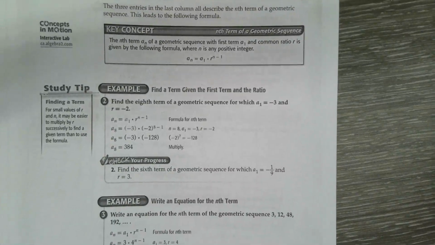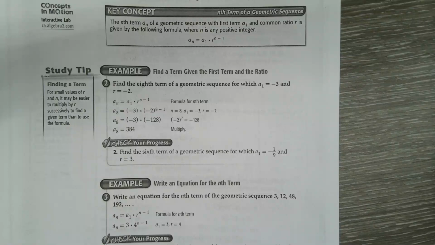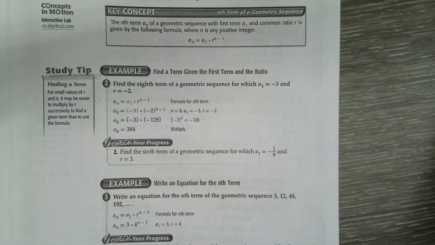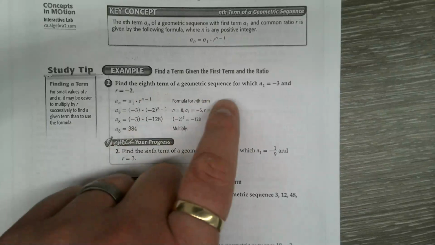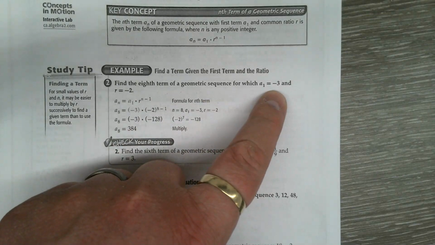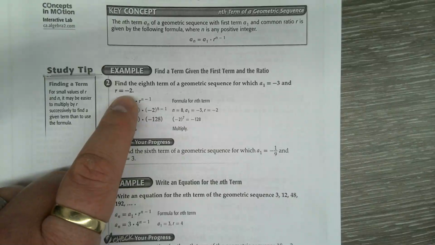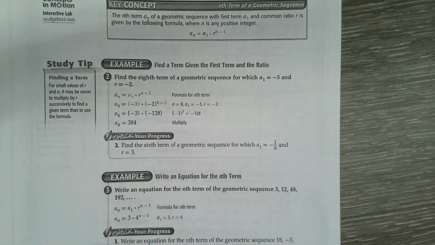All right, find the term given the first term and the ratio. So we want to find the eighth term of the geometric sequence for which a1 is -3 and the common ratio is -2.